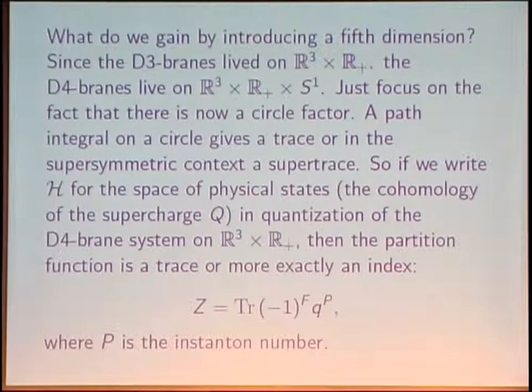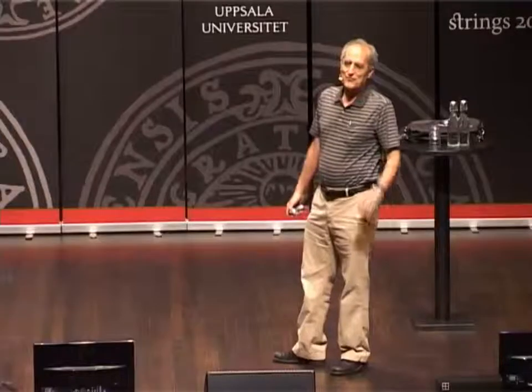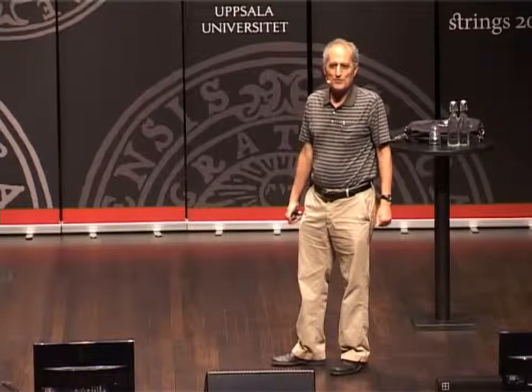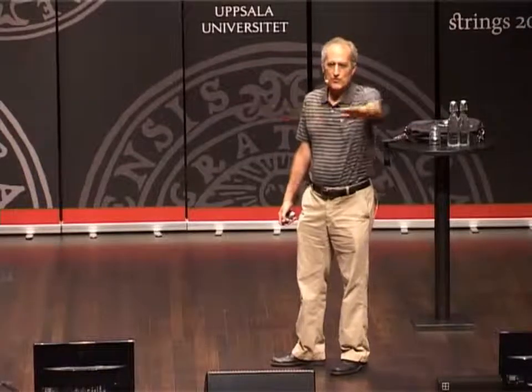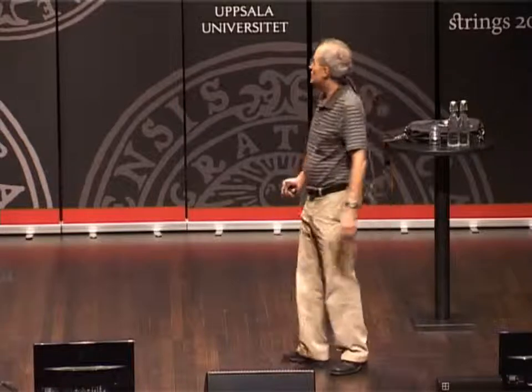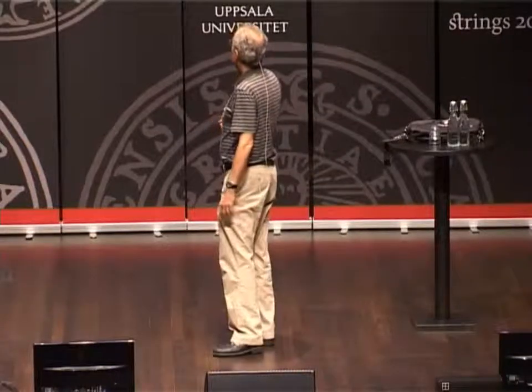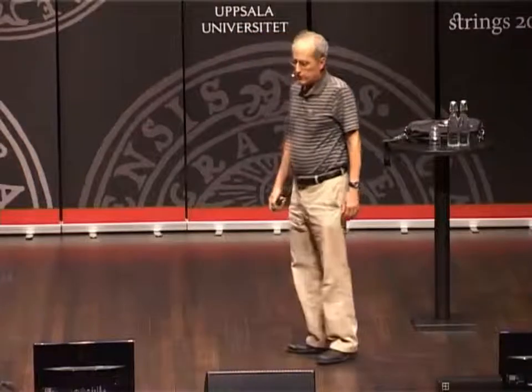A trace of q to the P, where P is the instanton number, times (-1) to the F. In other words, it's a supertrace. The (-1) to the F is the super part. And in the previous description, we had q to the N, where N was the instanton number. N was the eigenvalue of a conserved charge P. Well, in 4 dimensions, N is just a classical property of an orbit. But in 5 dimensions, instanton number integrated over an initial value surface is a conserved quantity, which I'm calling P. And then we get this expression for the partition function as a supertrace.